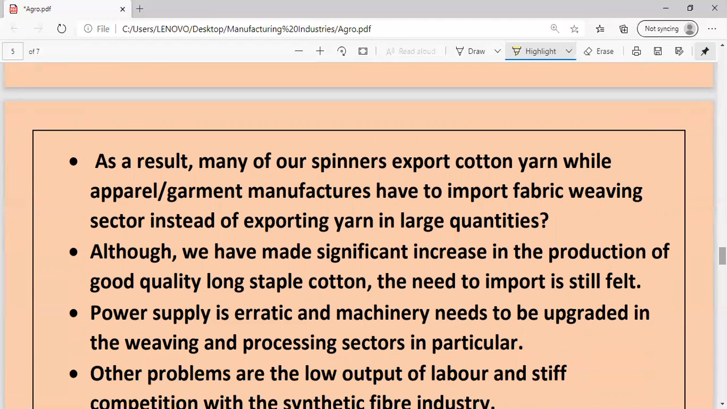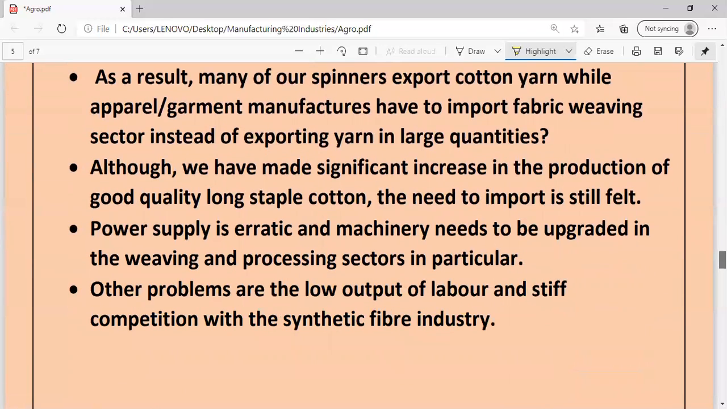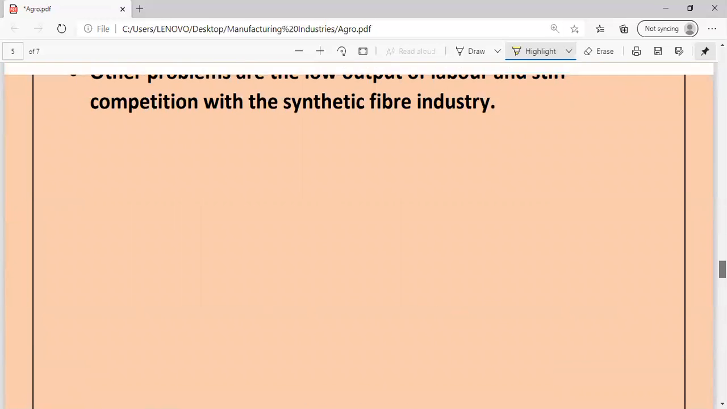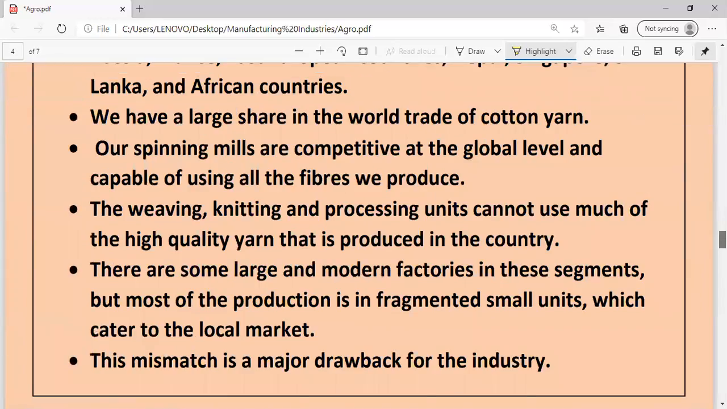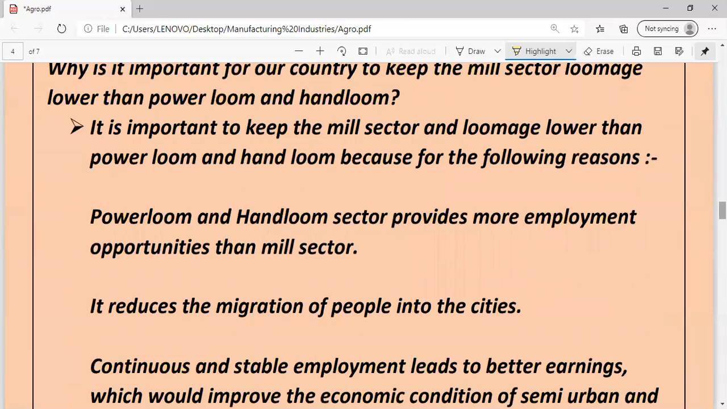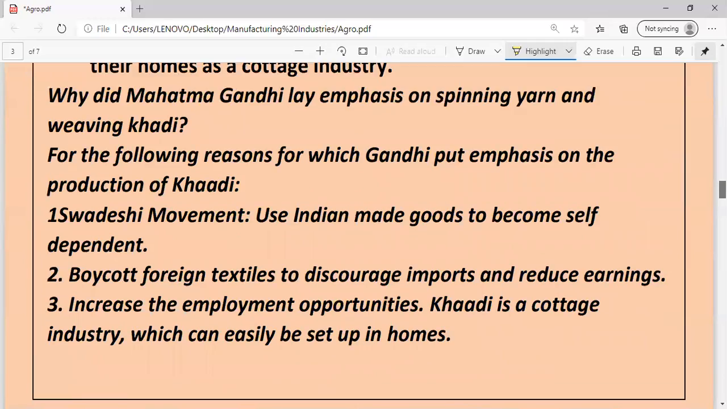And why is the weaving sector not interested? The first reason I told you: production is carried out in small units and it is catering to the local market only. Another thing is power supply, good electricity supply. Then our machinery is old and obsolete, and it needs to be upgraded. The processing sector, that is finishing, is not so good. Labor's output, productivity, is less. And we are facing stiff competition from artificial fibers, linen and all. Because of that, the weaving industry is not up to the mark, but our spinning is so good.